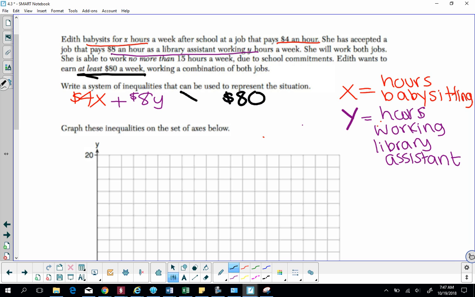So this was on your quiz yesterday. Some of you guys put greater than. Some of you guys put less than or equal to on that check for understanding yesterday. Make sure at least. Always think of the situation. So that's our first inequality.